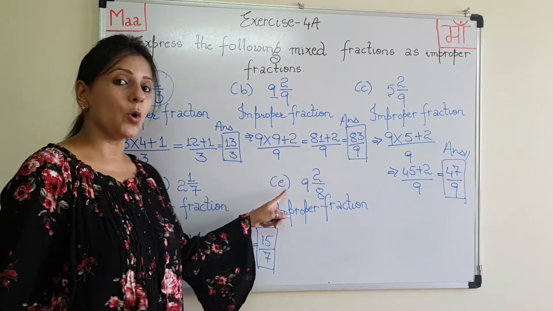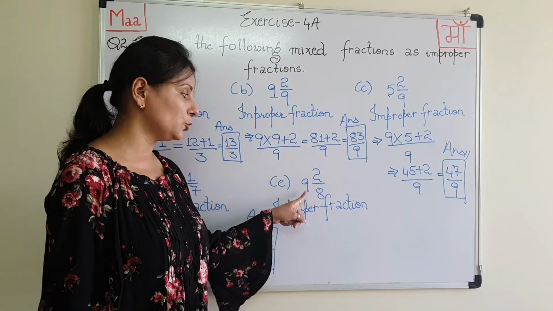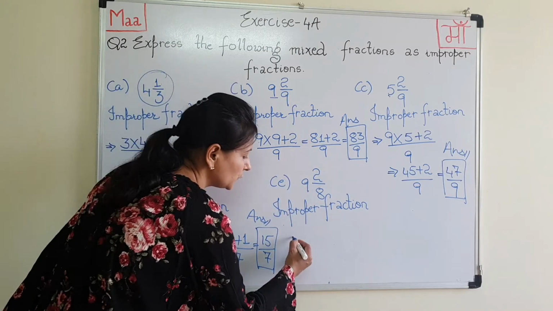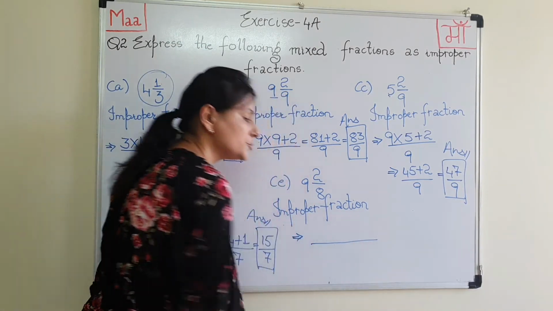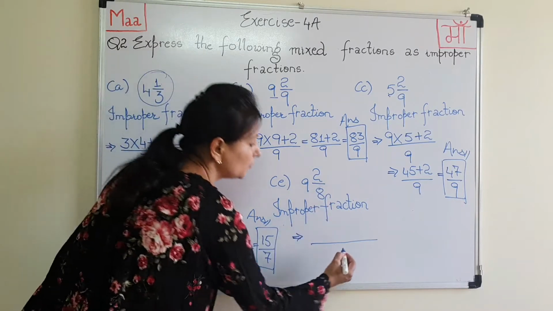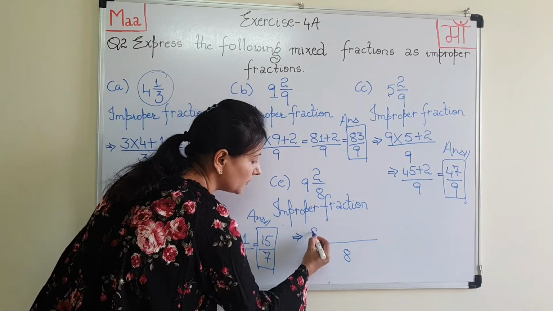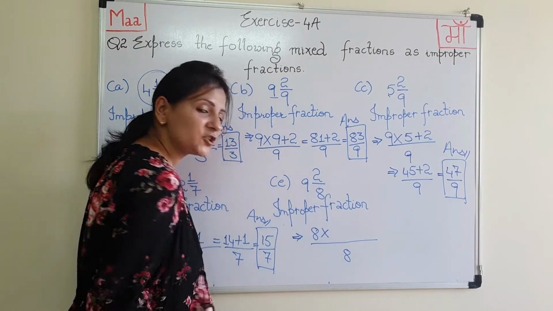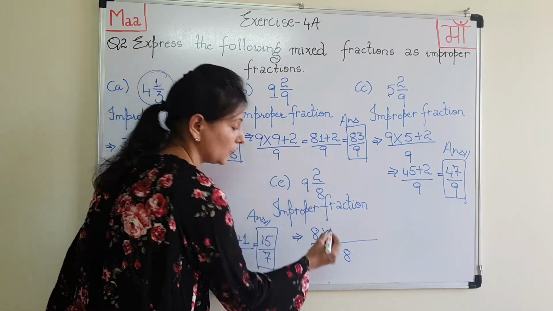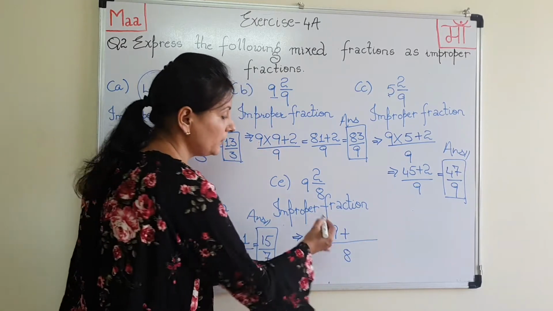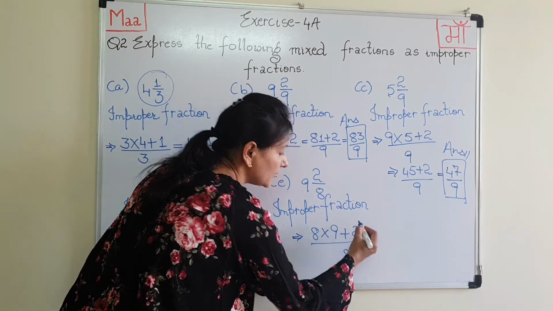Okay, let's move on to the last part of question number 2, that is 9 2 upon 8. Now I hope you know how to solve it. Yes, again draw one horizontal line, put the denominator 8. The same denominator 8 will come in the numerator. Put the multiplication sign. Now you have to put the whole number 9. Put an addition sign after the second number and then put the number which is there in the numerator.